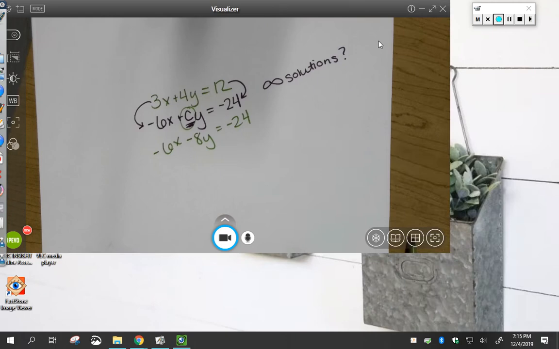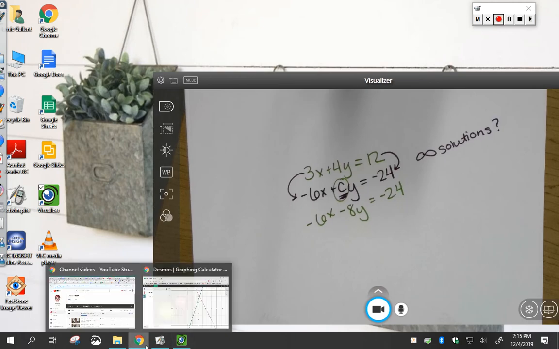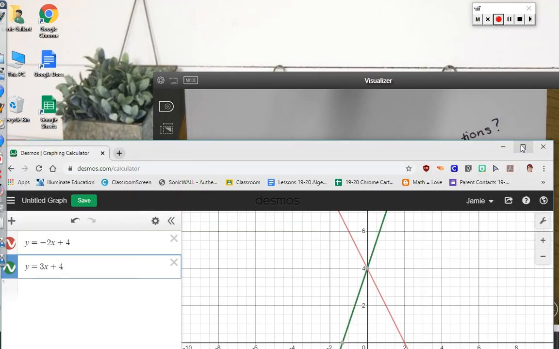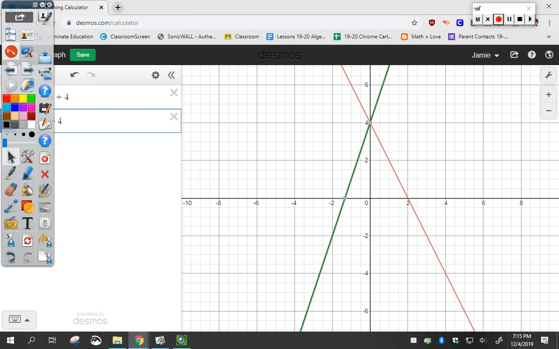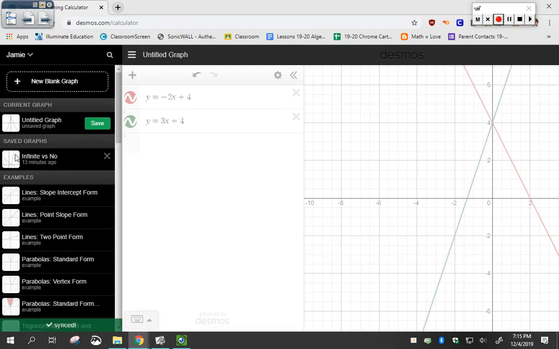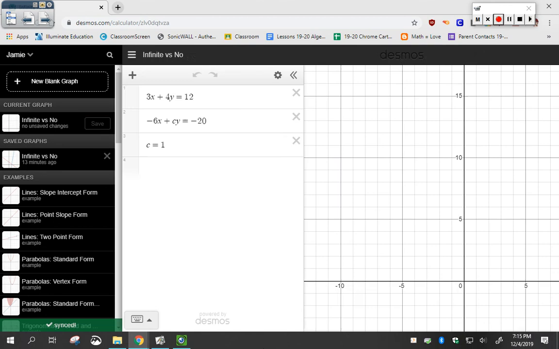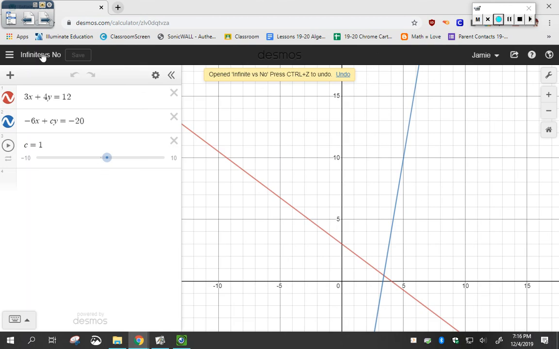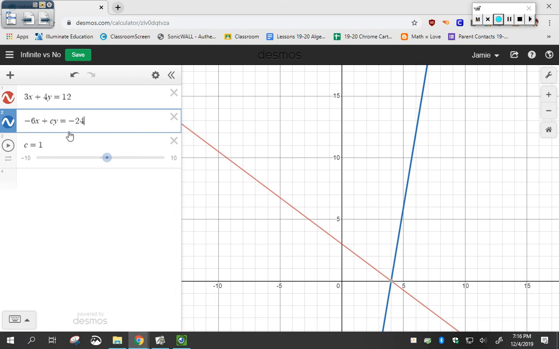So, cool little visual I wanted to show you. Let's pull up Desmos. Here's my infinite versus no solution. We're going to open this up. Okay. So just play with this. We have 3x plus 4y equals 12, and negative 6x plus cy equals negative 24.